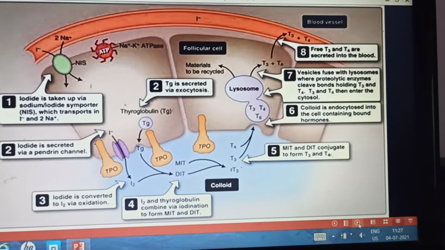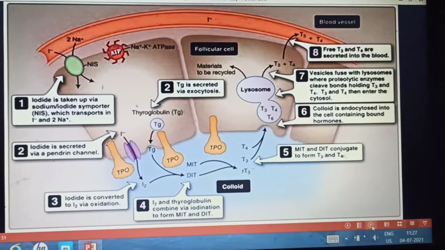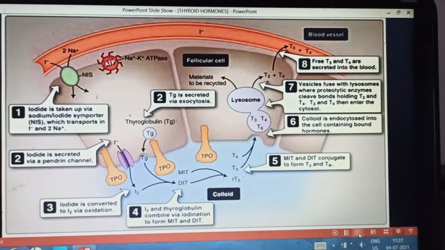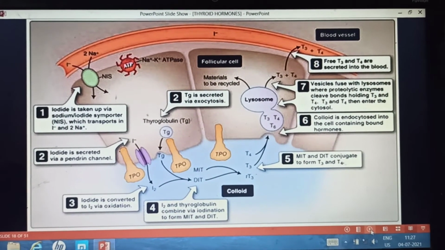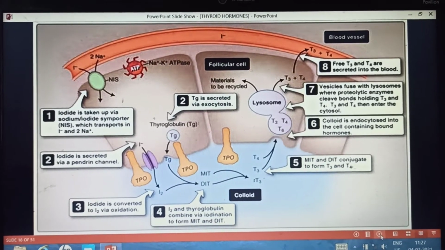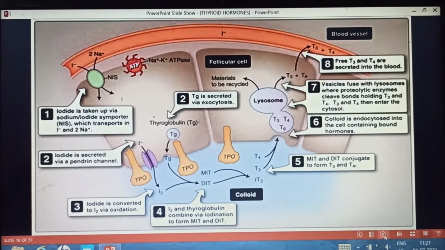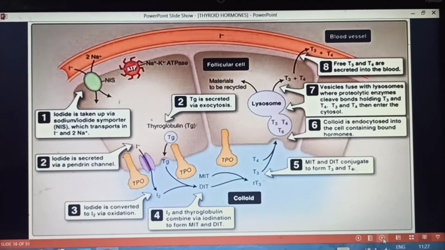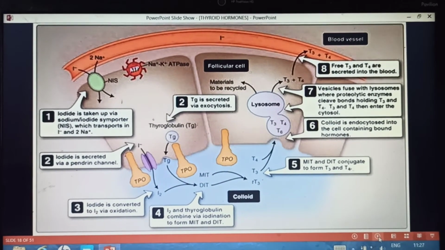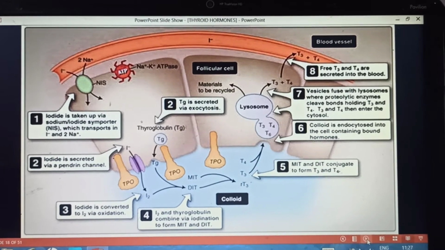Now the 6th, 7th and 8th steps are under the influence of TSH, and the previous steps are catalyzed by the enzyme thyroid peroxidase. So in this way the hormones are synthesized and secreted into the blood.